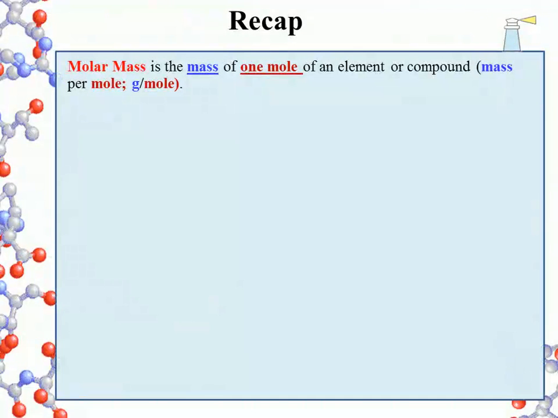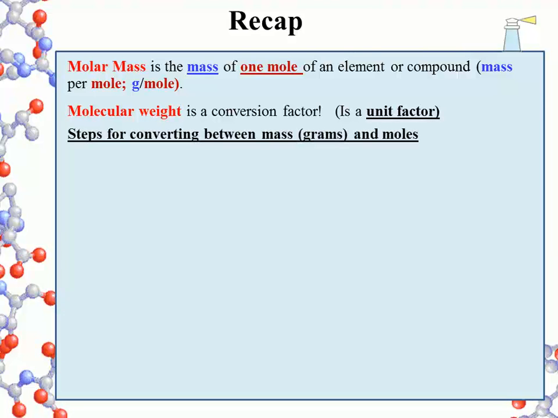To recap the lecture, molar mass is the mass of 1 mole of an element or compound. The units are grams per mole. Molecular weight is a conversion factor. It is a unit factor since numerator equals denominator. There are convenient steps for converting between mass and moles. These steps can also be used for other conversions.